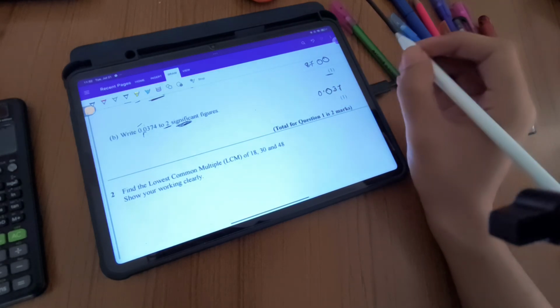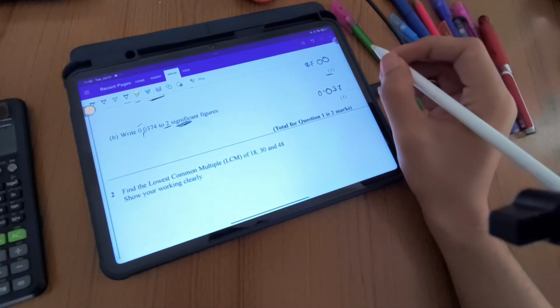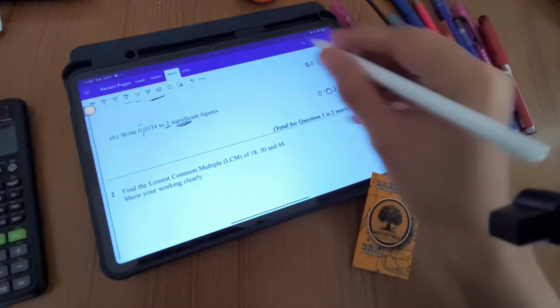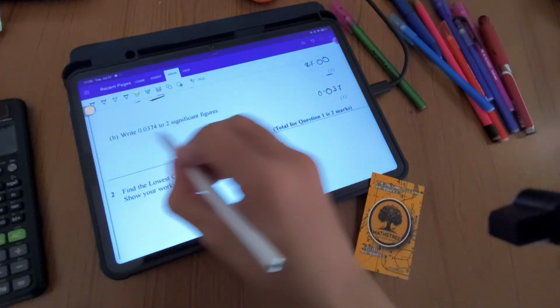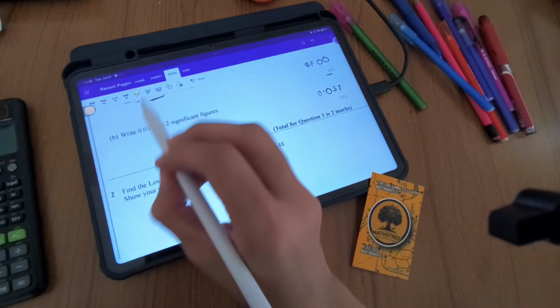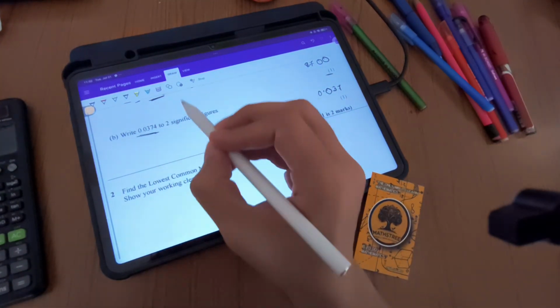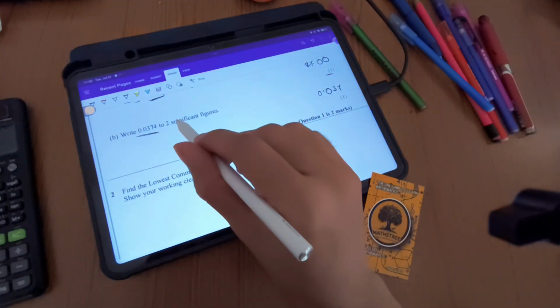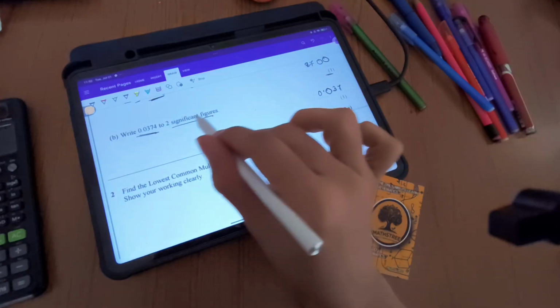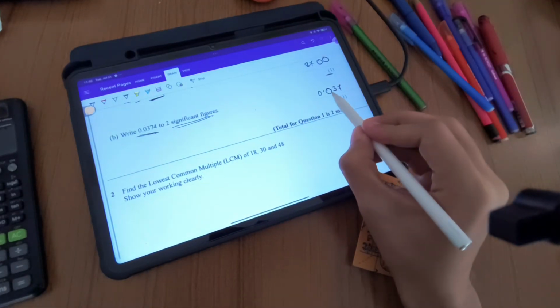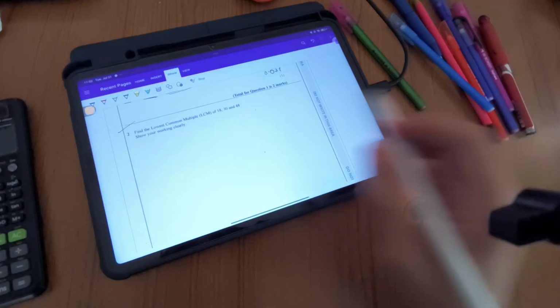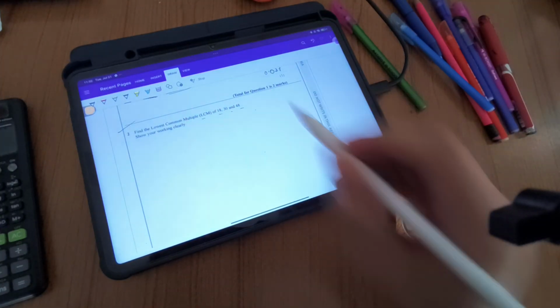0.037. Understand that if the question had asked us to write this in decimal places, then we would have taken 0 into consideration. But as it is asking us to solve this in significant figures, we write this as our answer. Proceeding to number 2, it is asking us to find the LCM of these three numbers.